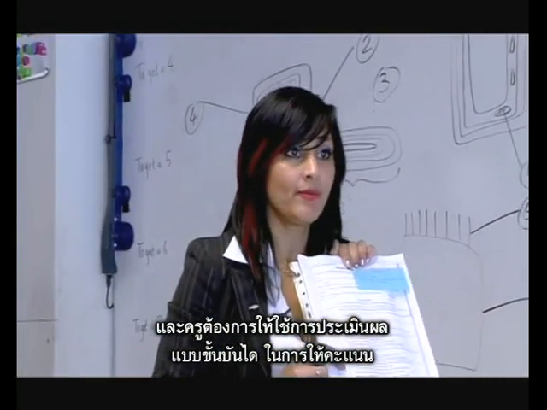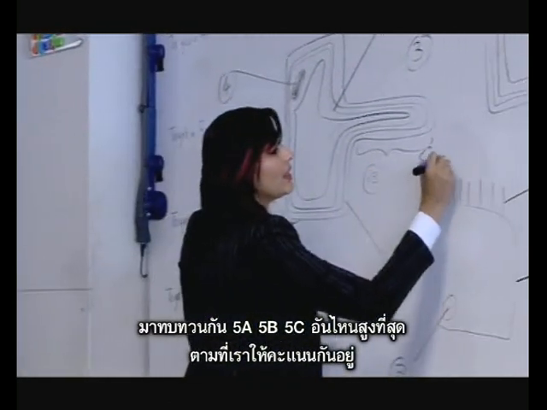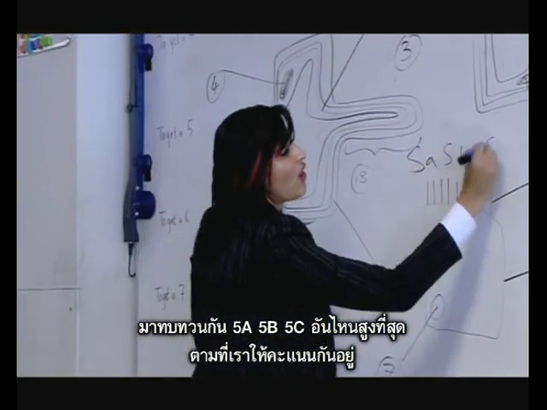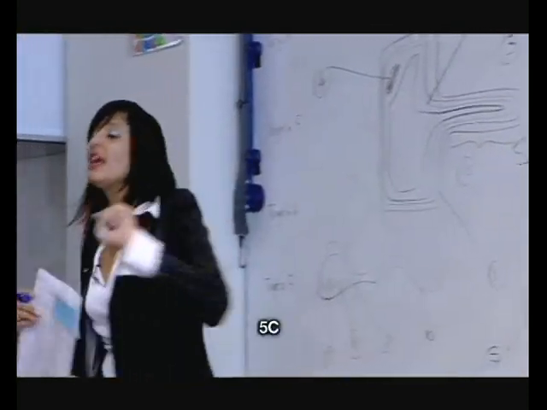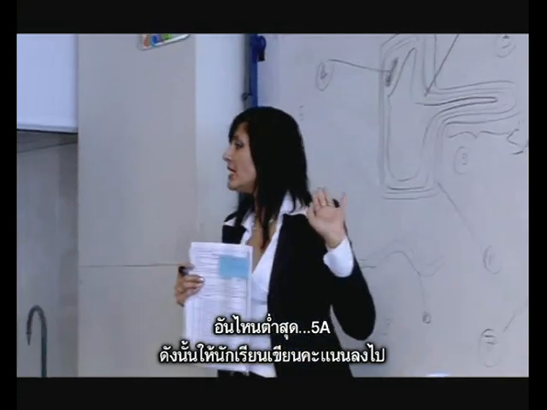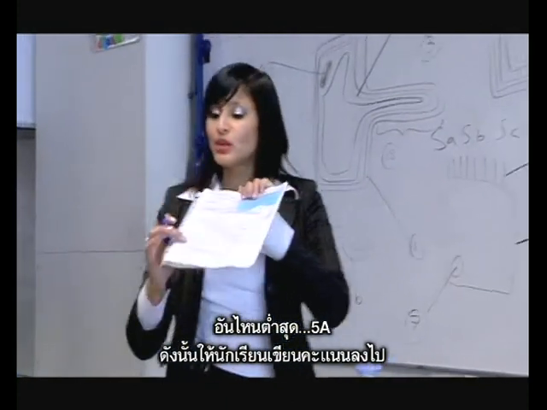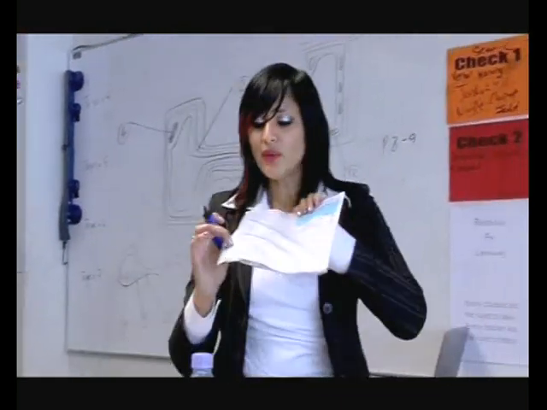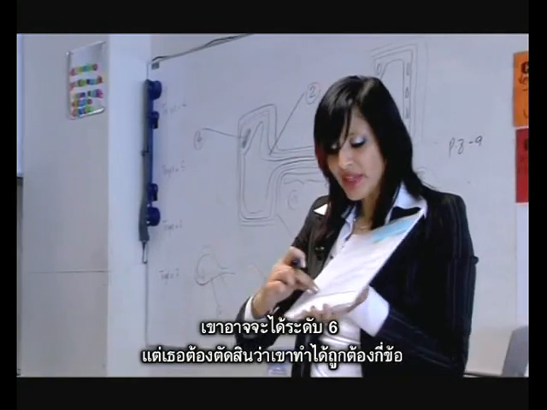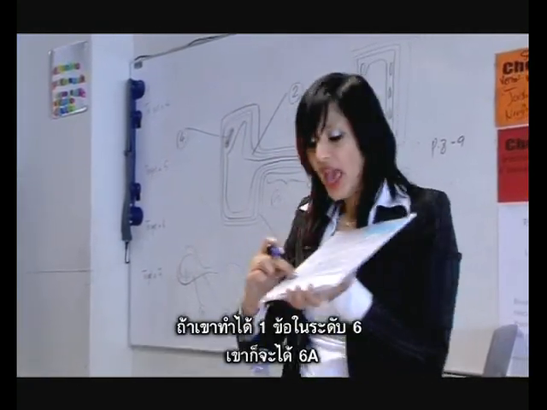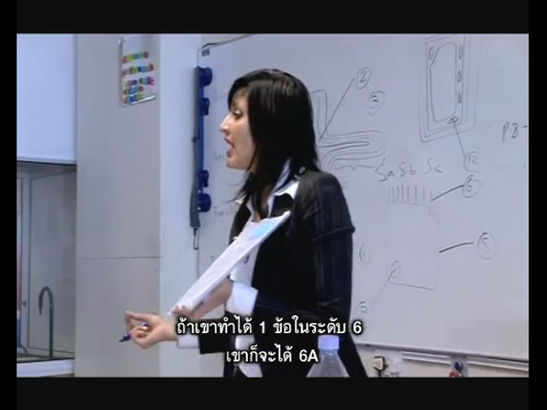Now, 5A, 5B, 5C, for example, which one's the highest? Do I normally say yes? 5C. And which one's the lowest? 5A. So what I want you to do is grade it with the letter. So they might be a level 6er, but you have to decide like how many things they've got correctly, okay? And so, for example, if they've got like one thing correct in the 6 box, they'll get a 6A.